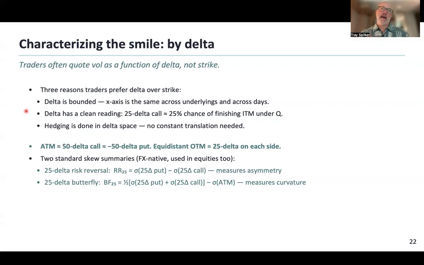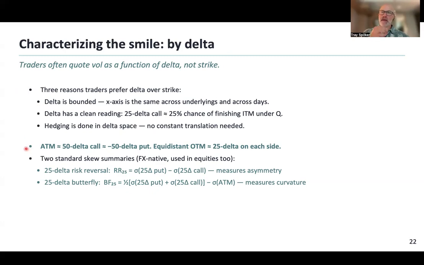Second here, delta has a clean interpretation. A 25 delta call option is one that has about a 25% chance of finishing in the money, still using the risk-neutral measure, which is pedagogically nice. Third here, hedging is done in delta space, right? We use delta neutral hedging. So a desk that thinks in delta doesn't have to constantly translate their exposures. They can speak the same language, essentially, when looking at different options.